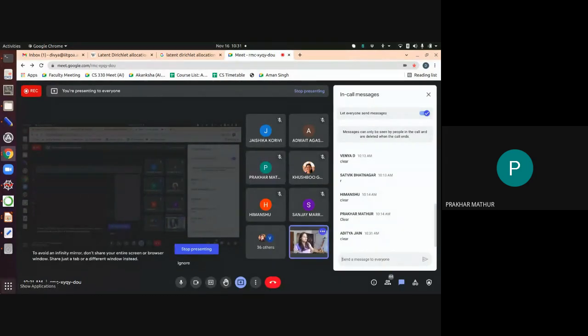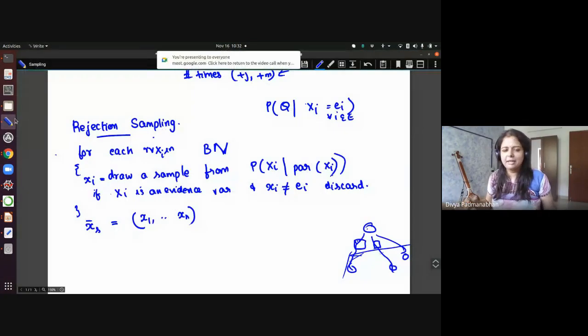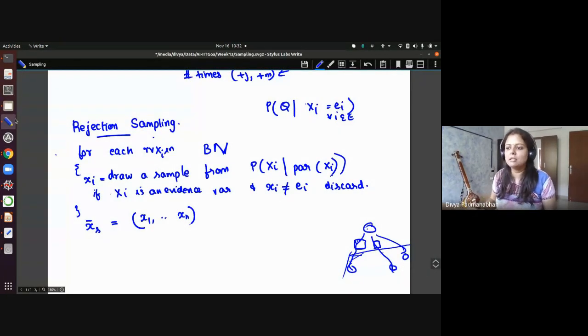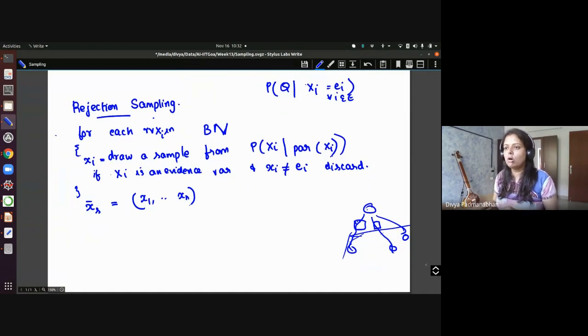Okay. All right. So these are simple ideas, right? It's very similar things. If you see that something doesn't match what you want, you just throw it. So now this issue of a lot of samples being wasted, how do you further overcome that?